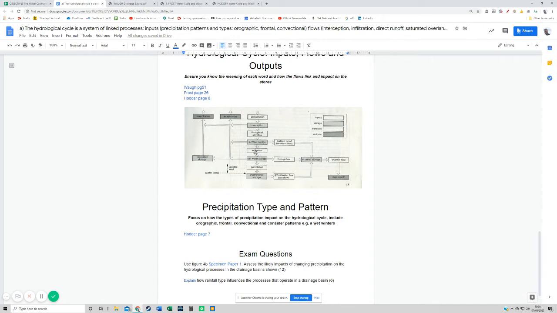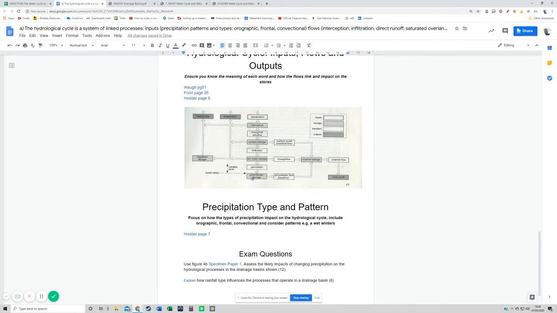But anyway, infiltration into soil storage. Now, the size of soil storage will depend on how deep the soil is. It will depend on the type of soil. Now, eventually that might sink even deeper into groundwater. So this will be dealt with in more detail later.